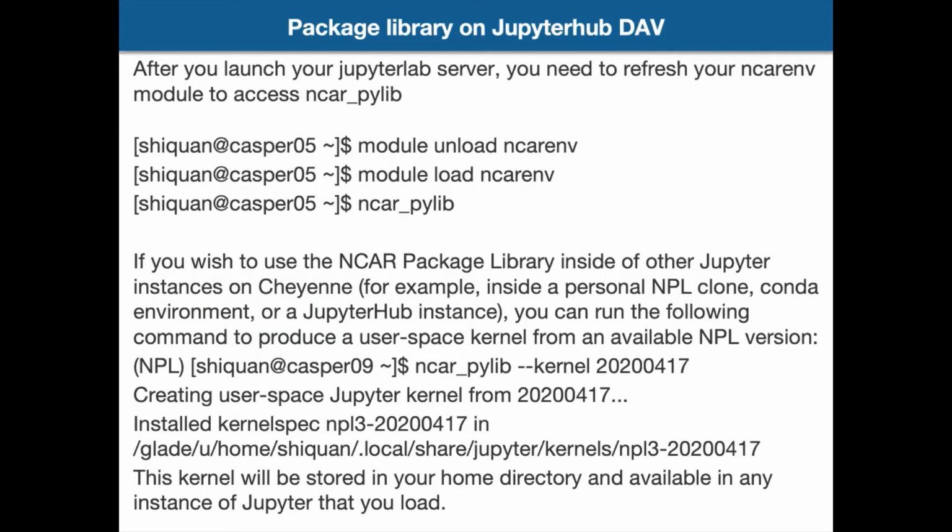If you want to use the NCAR package library inside other Jupyter instances on Cheyenne, for example, NPL Conda environment, or a Jupyterhub instance, you can run the following command to produce a user space kernel from the default NPL kernel. The command is ncar_pylib --kernel and put the kernel version there.